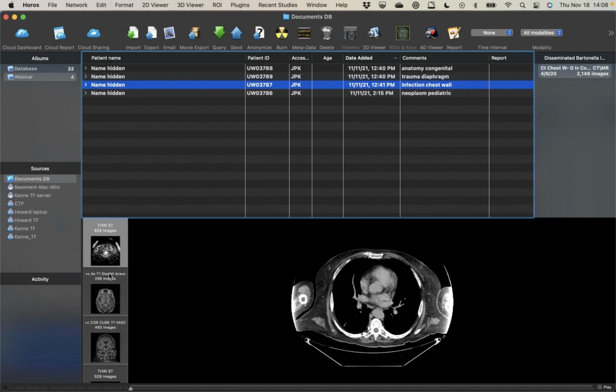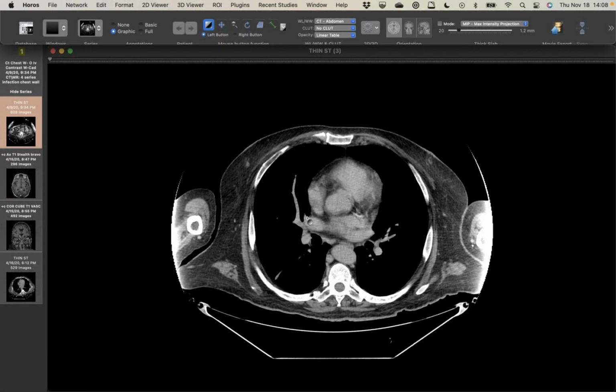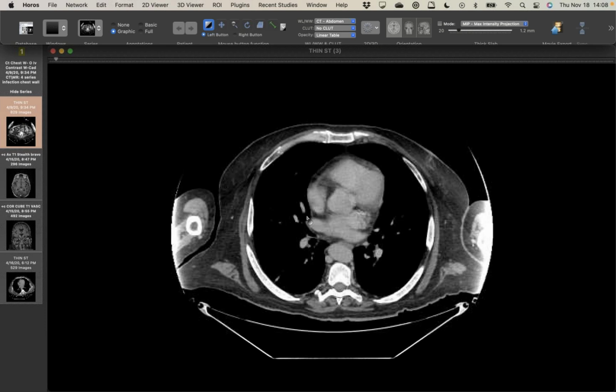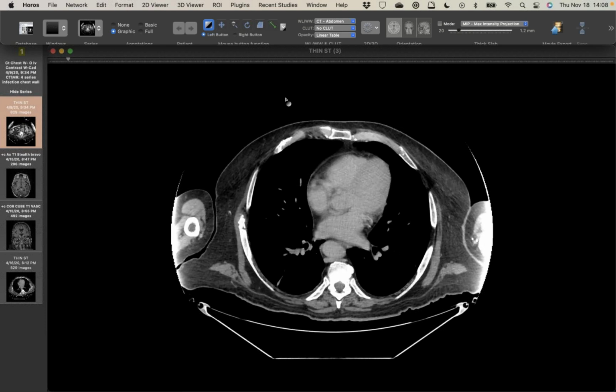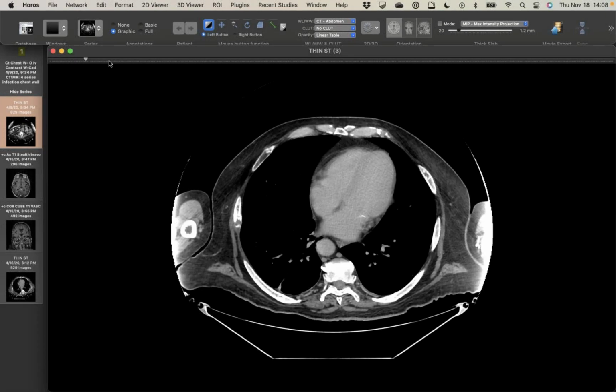This is a fascinating case. There's not a lot of exciting imaging in the chest, but this is a patient. He was a liver transplant recipient about a year ago who was developing some fatigue and other symptoms, just not feeling malaise.